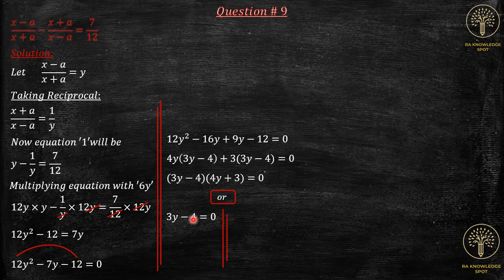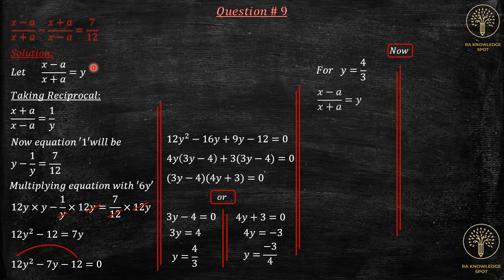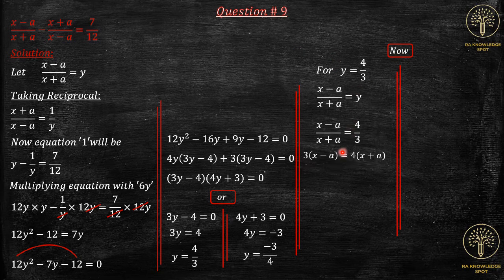One by one, applying the same rule, 3y minus 4 is equal to 0. 4 will be positive, and after dividing, I hope you are getting all the points. 4y plus 3 is equal to 0. Then this will be negative and minus 3 by 4. Dear students, as you know that this is not the final answer, we have to work it more. Now first for y is equal to 4 by 3, substituting in this very first that we supposed, replacing y with 4 by 3, again cross multiplication.